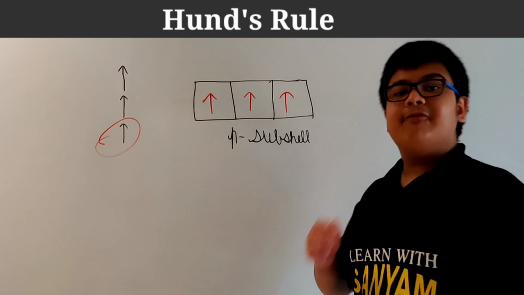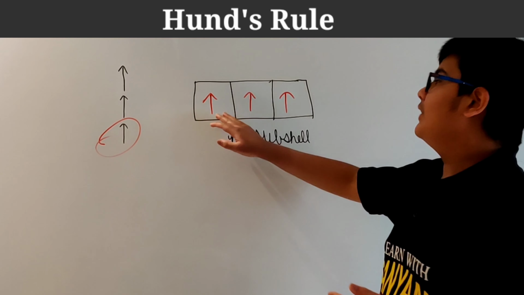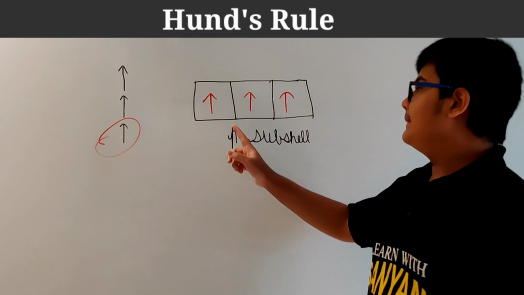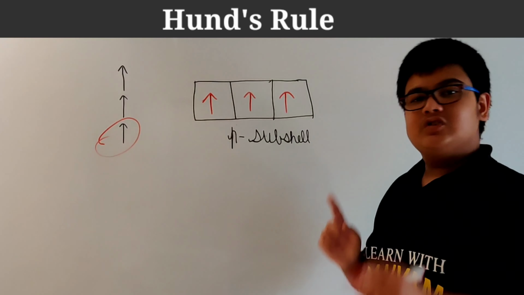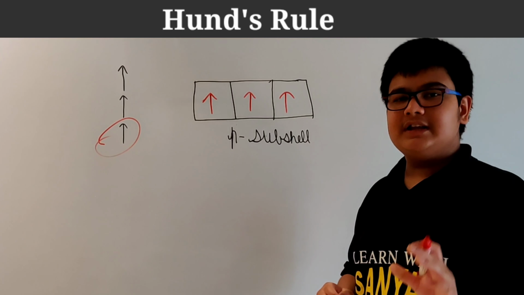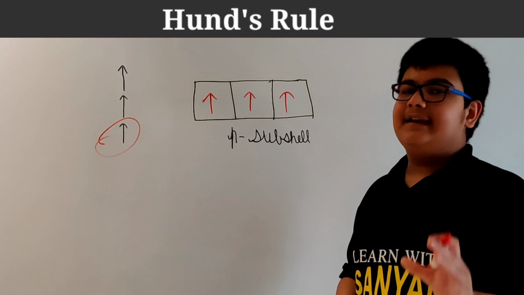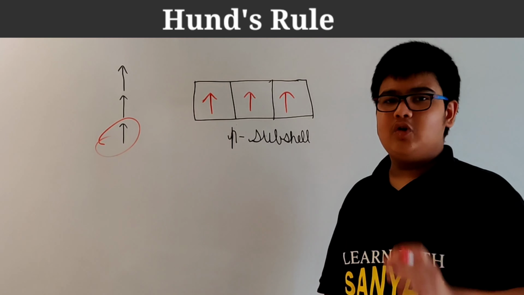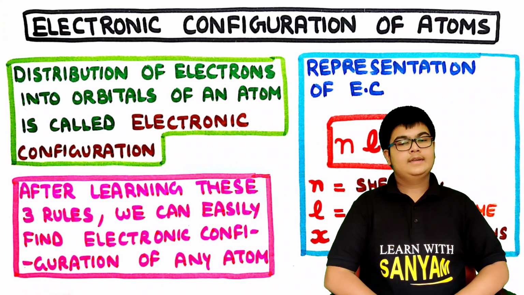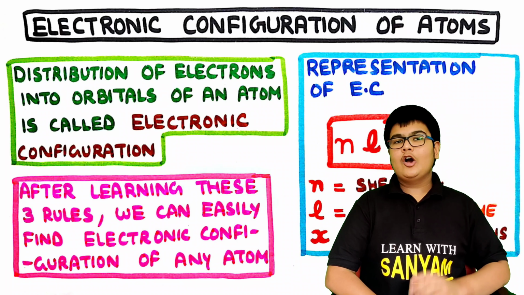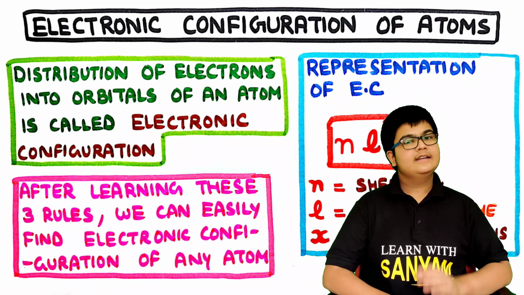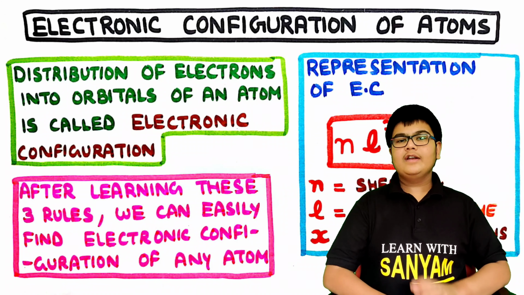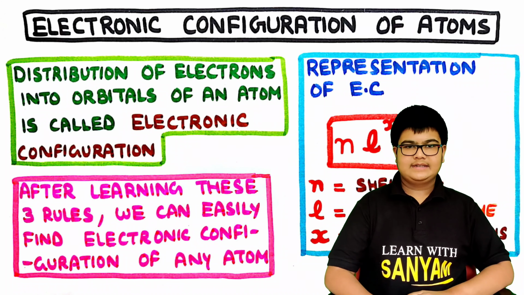Now if we bring a fourth electron, then that can go into any of these orbitals because all of them are having one electron each. So after they are having one electron each, we can do pairing in the orbitals. So I hope that Hund's rule is clear. Now let's discuss how, by applying all these 3 rules, we can find out the electronic configuration of atoms.